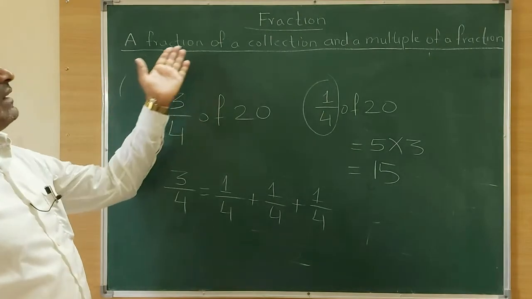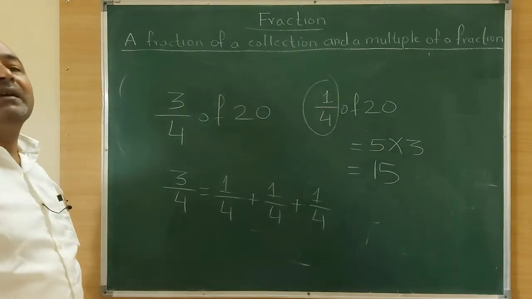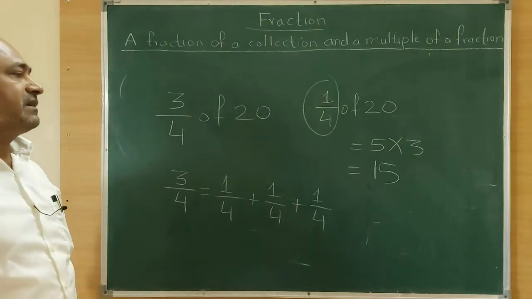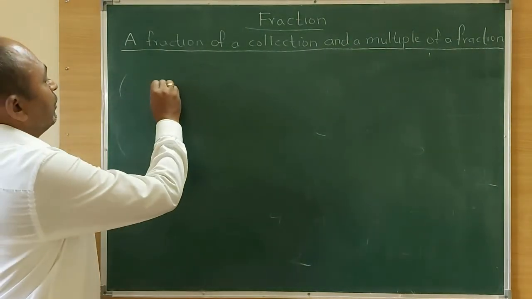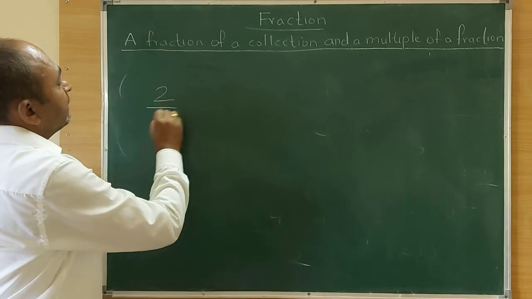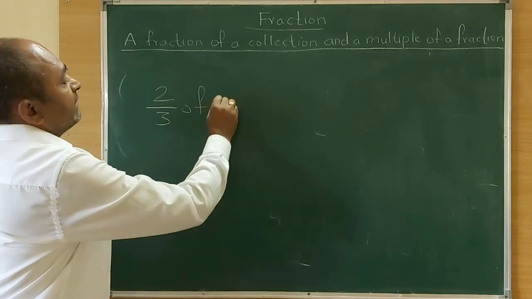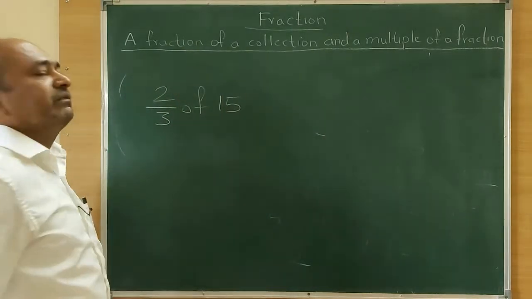So in this way a fraction of a collection can be explained. I hope this is clear to you. One more example. 2 upon 3 of 15.